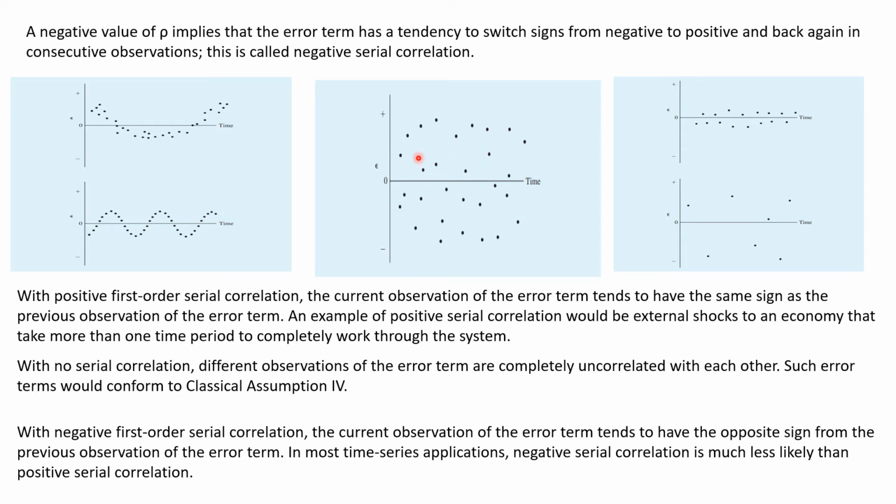And in this figure, you can see that with no serial correlation, different observations of the error term are completely uncorrelated with each other. Such error terms would conform to classical assumption number 4. That means this doesn't violate classical assumption number 4. But here in this figure, you can see that with negative first order serial correlation, the current observation of the error term tends to have the opposite sign from the previous observation of the error term. In most time series applications, negative serial correlation is much less likely than positive serial correlation.